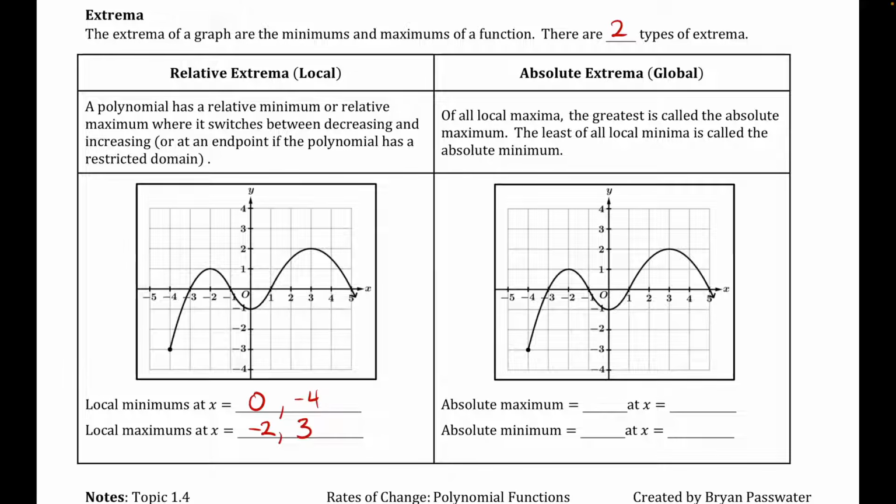Okay, so hold on. Let me read the definition. So these are the absolute extremum. So the global, no matter what, it is the one to rule them all. There's only one king, only one queen, right? Of all the local maxima, the greatest is called the absolute maximum. The least of all the minima is called the absolute minimum. All right, so what is the absolute maximum of this graph, at x equals, or you can tell me the height and tell me where it happens.